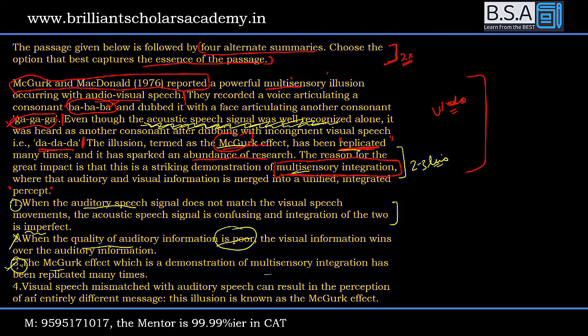4th, visual speech mismatch with auditory speech can result in the perception of an entirely different message. That is exactly what it is saying. Audio gave ba ba ba, video gave ga ga ga, and the viewer hears da da da. So this is clearly visual mismatch with auditory speech leading to an entirely different message. So so far, 4 is correct. This illusion is known as the McGurk effect. It captures everything. It captures the whole passage.